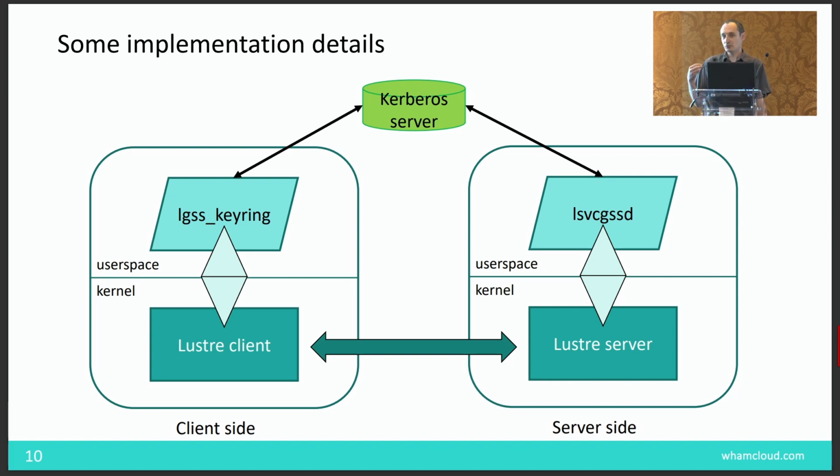On the server side, once again, we need to extract this authentication token and send it to the user space daemon called lsvcgssd. This daemon runs on Lustre servers, and its responsibility is to verify that the provided token is valid. So it is going, once again, to talk to the Kerberos server and verify that everything is fine regarding authentication.